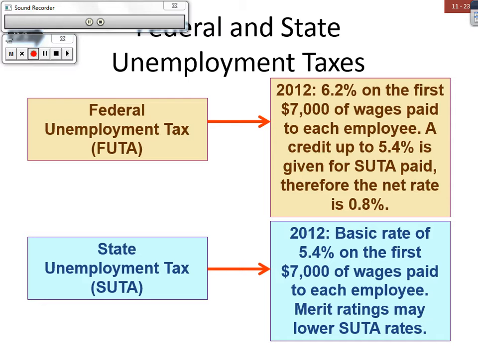Because they paid ahead of time. They didn't wait until the end of the year to pay towards FUTA. They didn't wait until the end of the year to pay towards SUTA.